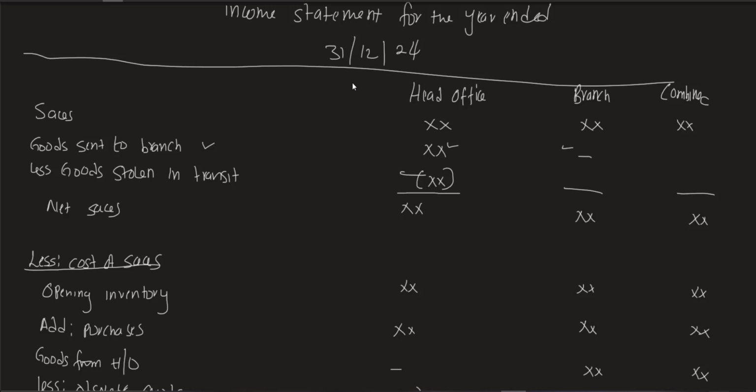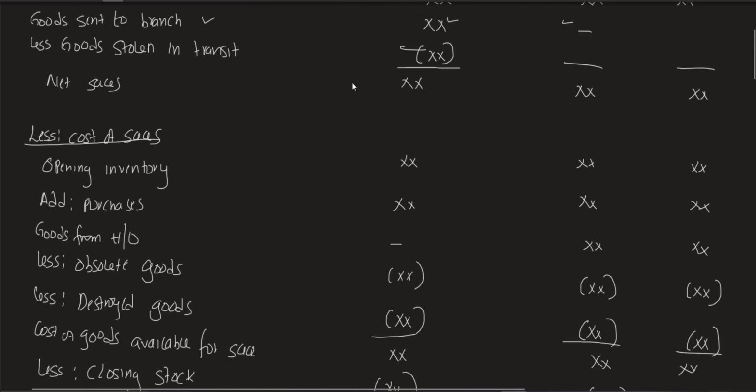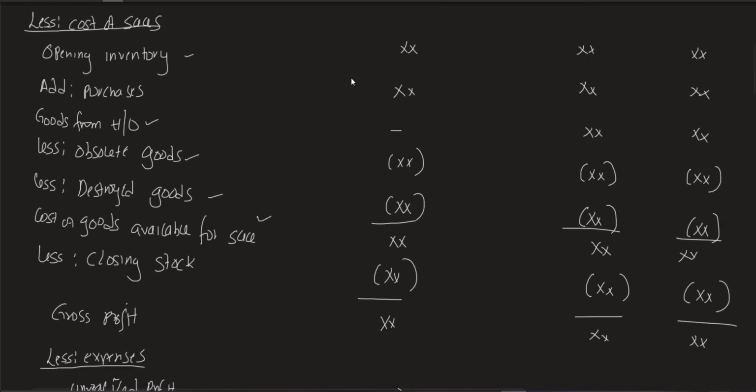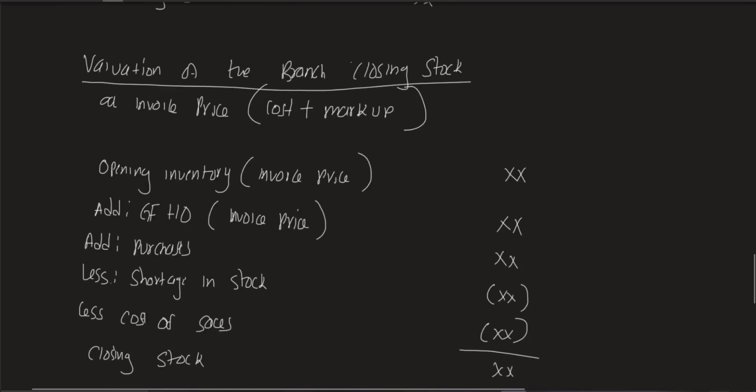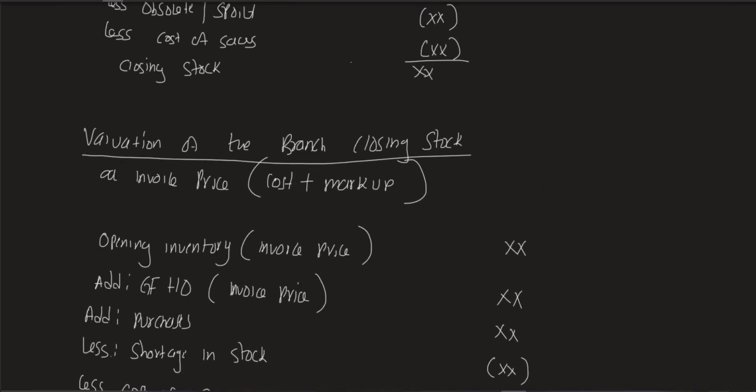We'll include it there. Next we have the cost of sales. The only new thing is the goods from the head office. We less any obsolete goods, any destroyed goods, and then we have the cost of goods available for sale, and we'll go ahead and less the closing stock. The closing stock, recall, this is the formula we use to value the closing stock, both in the branch and in the head office. Now from there, let's go ahead and look at an illustration.